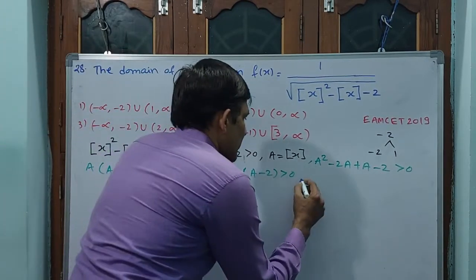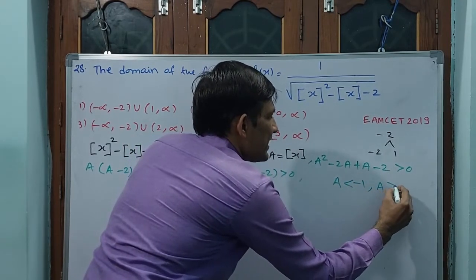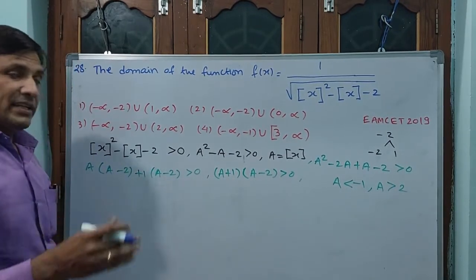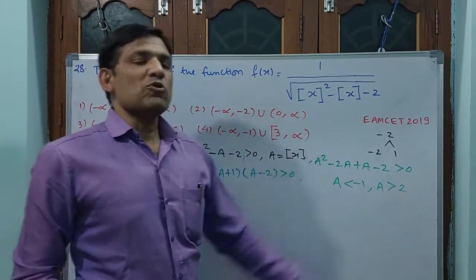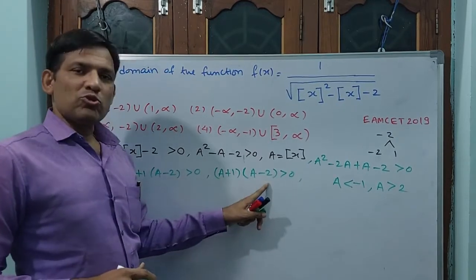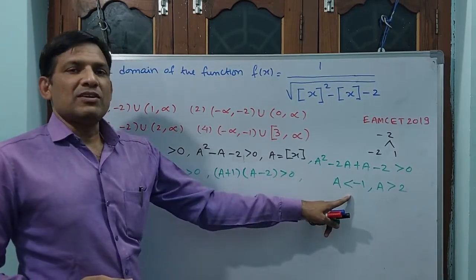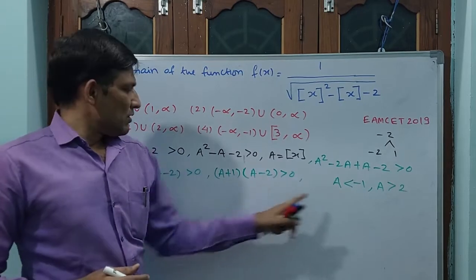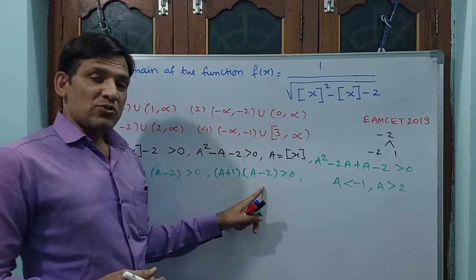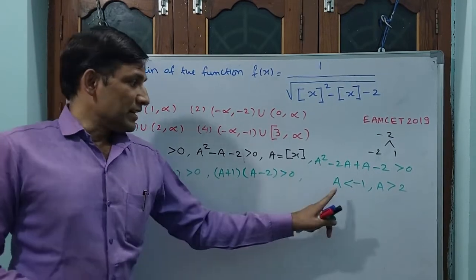Okay? See. A should be less than minus 1 and A should be greater than 2. For example, if you take A greater than 2, you take only 3. A is 3. 3 plus 1 is 4. 3 minus 2 is 1. 4 into 1 is 4. 4 is greater than 0. Okay. You take less than minus 1, that means minus 2. Minus 2 plus 1 is minus 1. Minus 2 minus 2 is minus 4. Minus 1 into minus 4 is plus 4. Plus 4 is greater than 0. Okay. That means this you have to take.